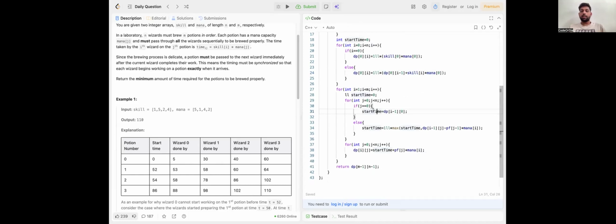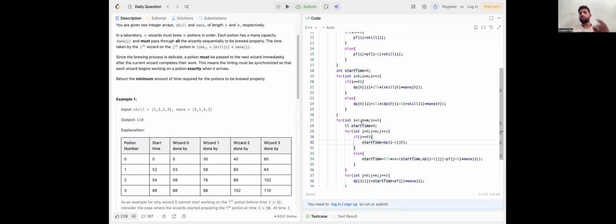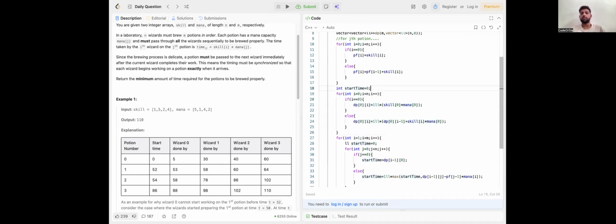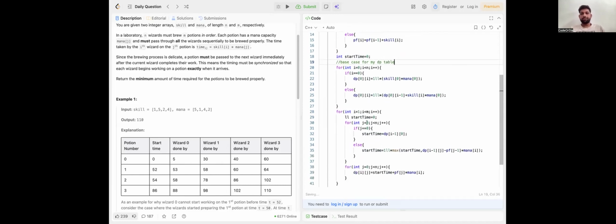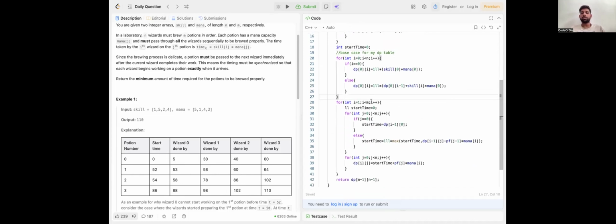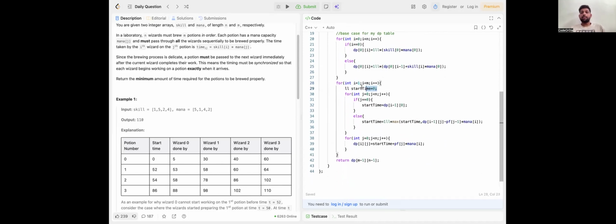Now I'll start from I is equal to 1 to m because I have already processed the 0th portion. This was my base case, this is nothing but the base case for my DP table. So I start from I is equal to 1 and consider my start time as 0. Then if j is equal to 0, my start time is nothing but dp of I minus 1, 0. No problem in this, because if j is equal to 0, then we will consider the end time of the previous portion. For the zeroth guy, what was the end time of the previous portion? And this is my start time for this portion. I'm considering this, and maybe it can change and it will change.